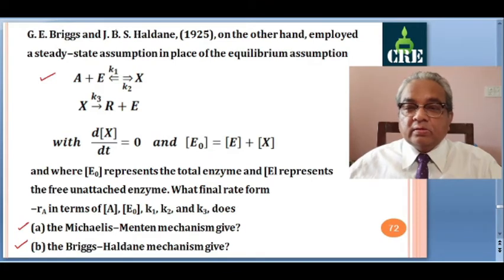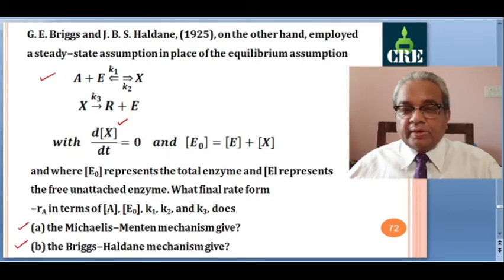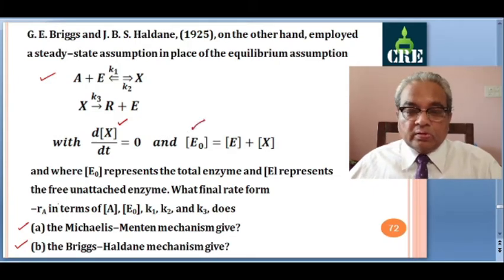Then Briggs and Haldane proposed in 1925 another mechanism with the steady state assumption. That is, at any point of time, there is no net formation of X, meaning the net rate of formation of X is 0, and this they have retained. So in terms of all these terms, A, E0, K1, K2, K3, we have to find out and check the rate laws we get with these mechanisms.